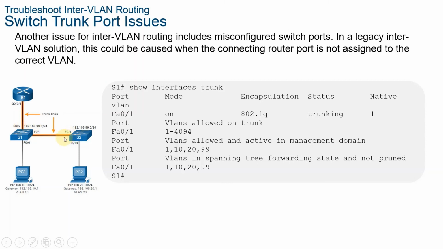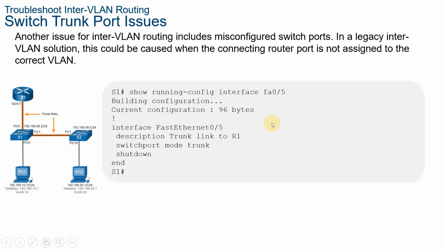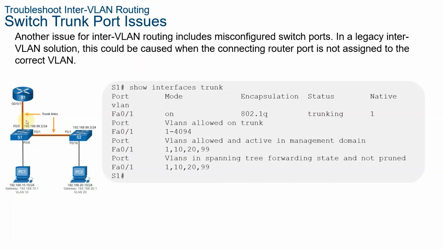Okay, and on switch 1, FA01. Okay, so FA01 is in there. So this has been on using the encapsulation 802.1q, and trunking is there. The FA05 port connecting to R1 is mysteriously missing from the output. Have you noticed that? So in here, the FA05 is not indicated. Okay, so you only see there FA01.